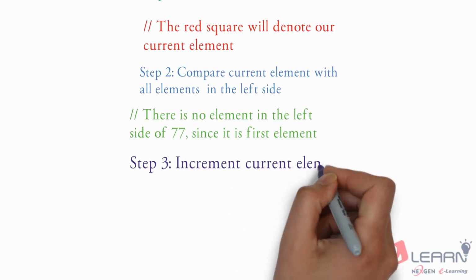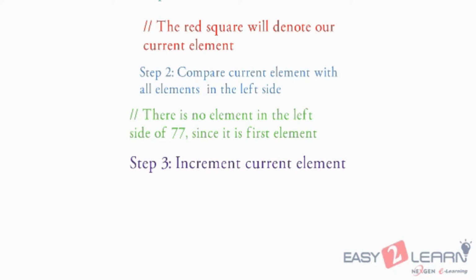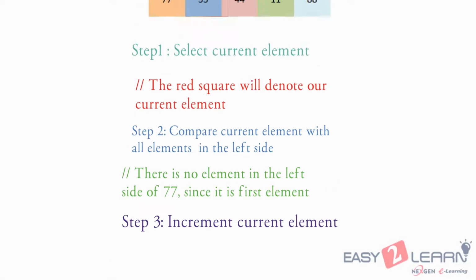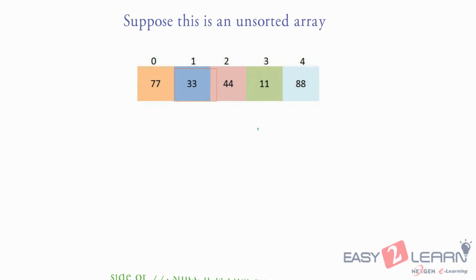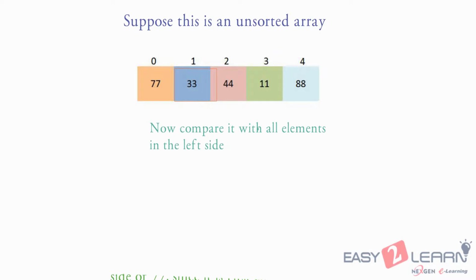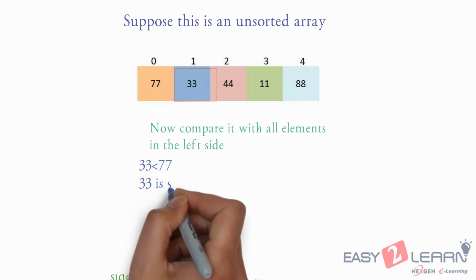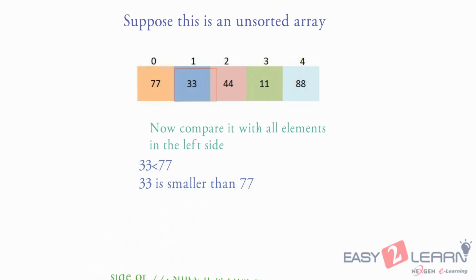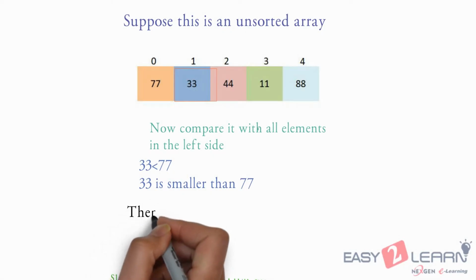Now step 3. Simply increment the current element. So we moved on to index 1. Now compare it with all elements in the left hand side. So 33 is less than 77. Because 33 is smaller than 77, we need to swap it.